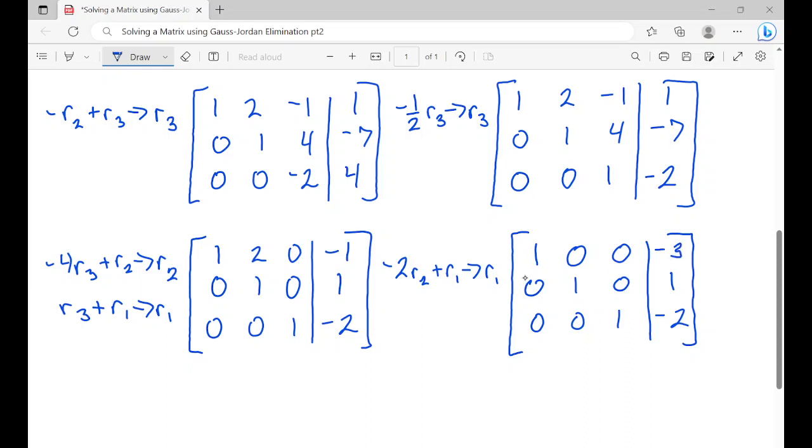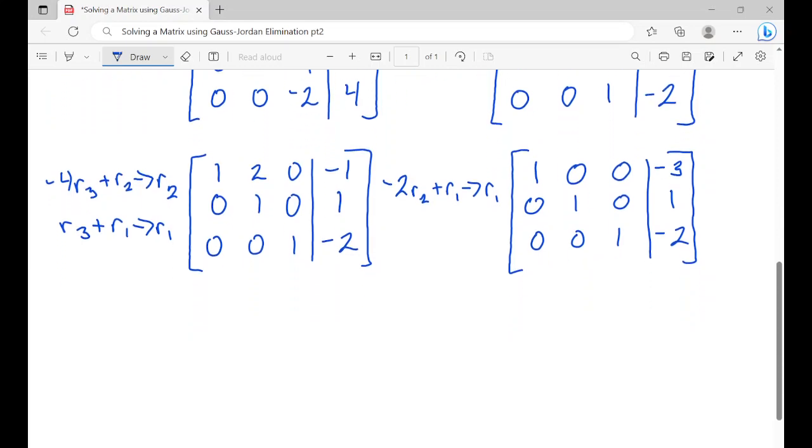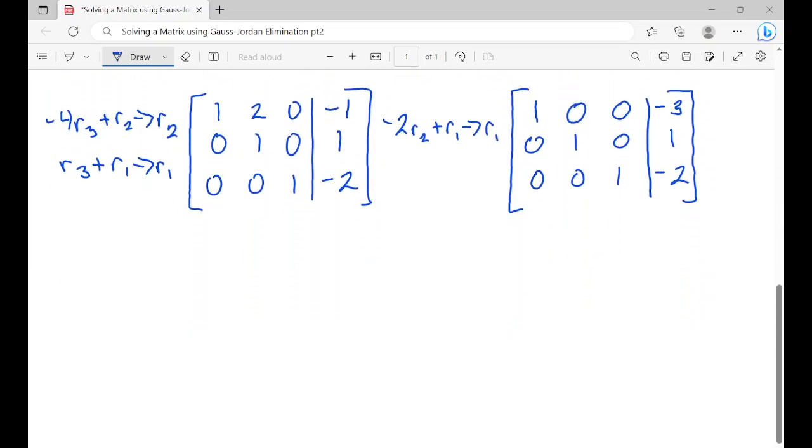It is now in reduced row echelon form, so I can now get my answers from this matrix. X equals negative 3, Y equals 1, and Z equals negative 2. So the solution to this system is negative 3, 1, and negative 2.